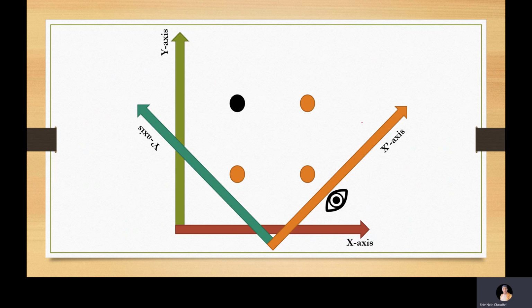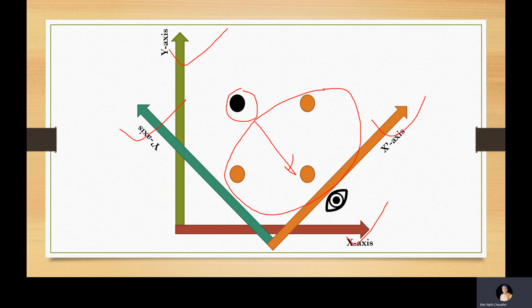from x dash axis. This is the transformed axis by the principal components, and these are the original axis of our data set. Now these are the 3 points which are visible from x dash axis, and this is still hidden behind this point. So the visibility from x dash axis is 75%.